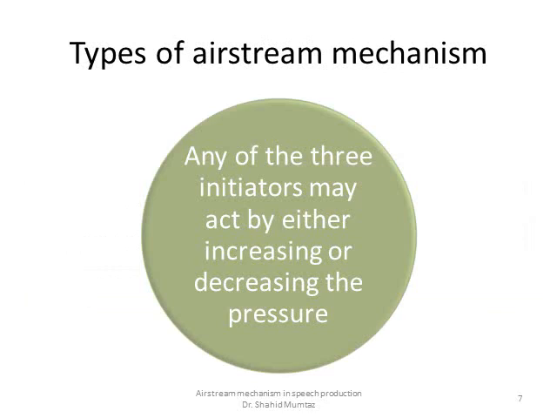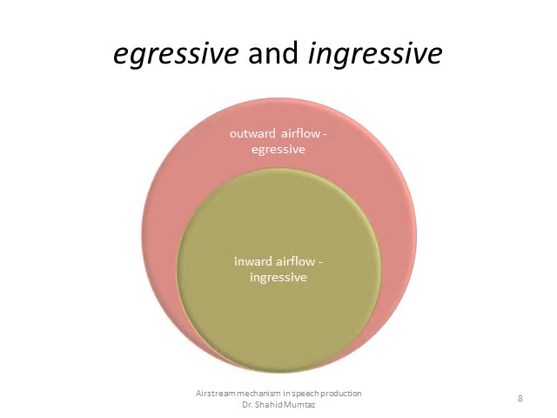Any of these three initiators we just mentioned, the diaphragm, glottis or tongue, may act by either increasing or decreasing the pressure generating the airstream. So these changes in pressure, by increasing or decreasing, often correspond to outward and inward airflow, and are therefore termed egressive and ingressive respectively.